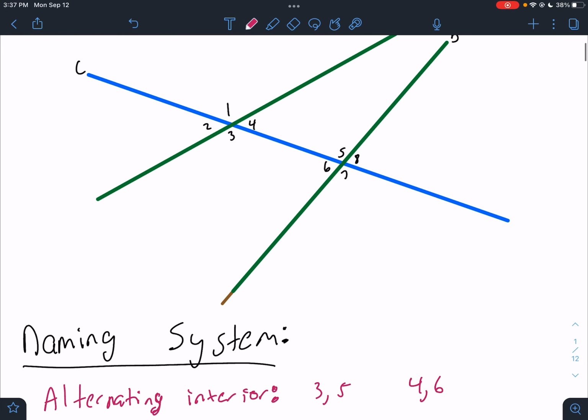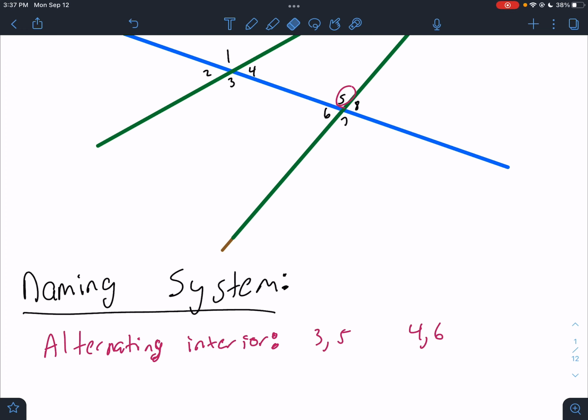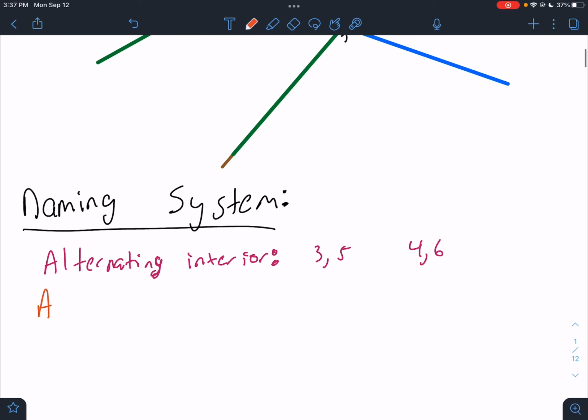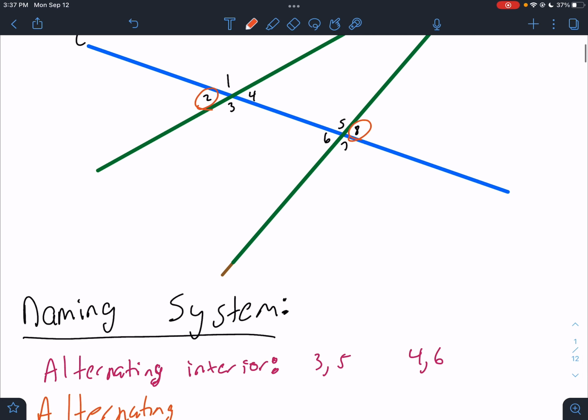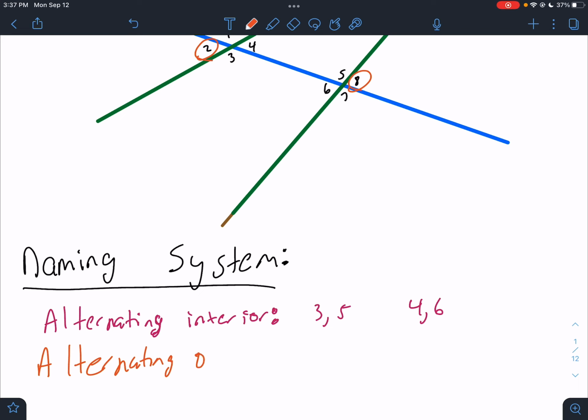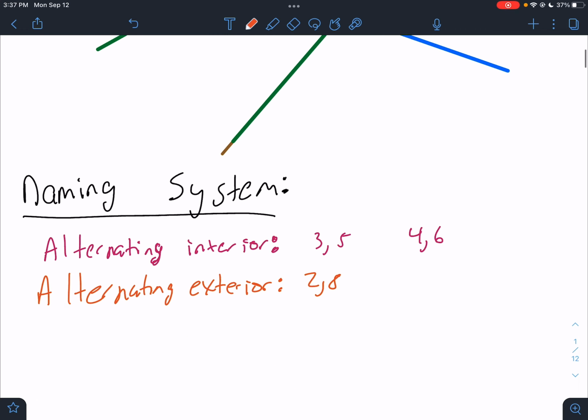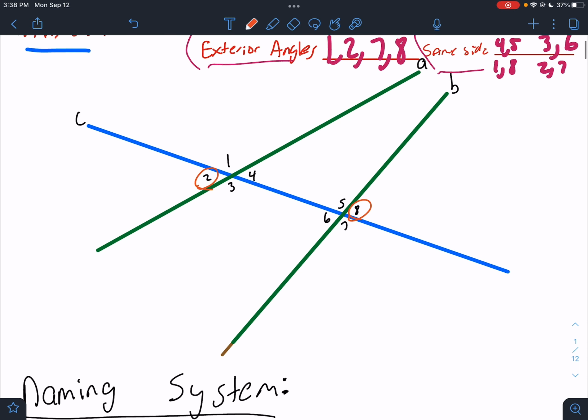All right, well, if there's alternating interior, what would angle 2 and 8 look like? Those alternate, but are they alternating interior? And the answer is no. So 2 and 8 are alternating again. Remember, we decided that they're alternating from the transversal. Did I have to cross the transversal? Yes. But these are on the outside, so they're on the exterior of the other 2 lines. So like 2 and 8 is an example. What's the other example? It would be 1 and 7. So we have alternating interior, we have alternating exterior.